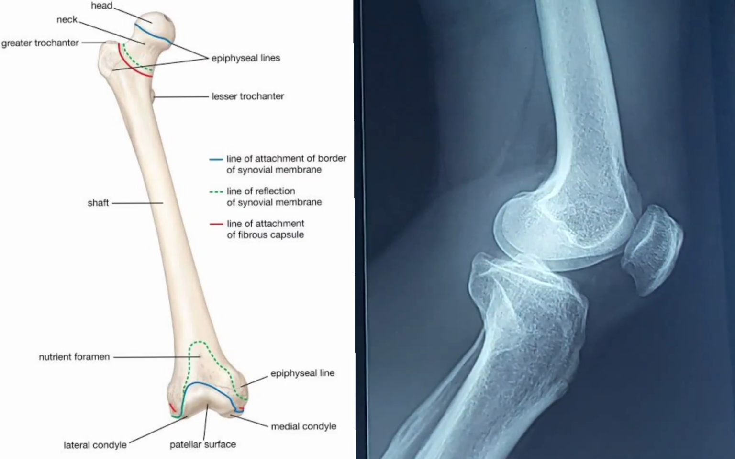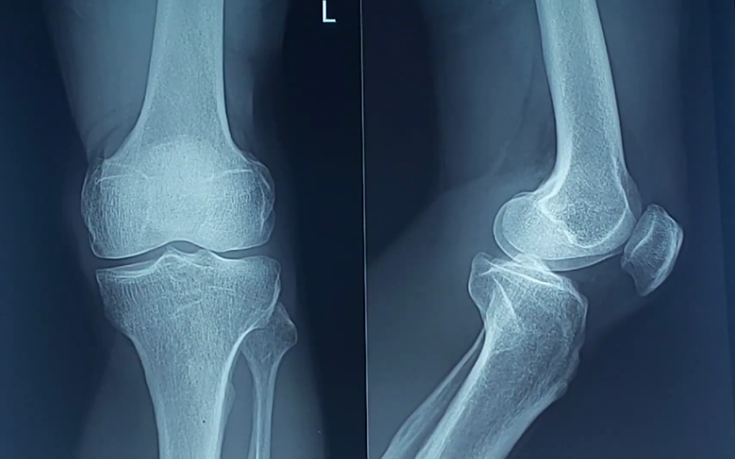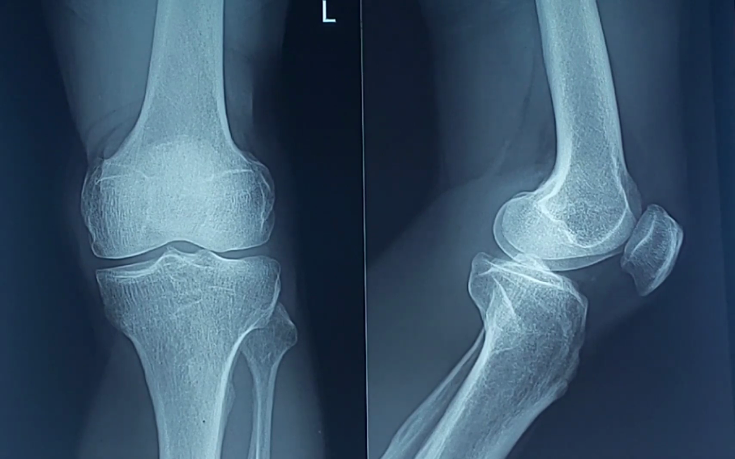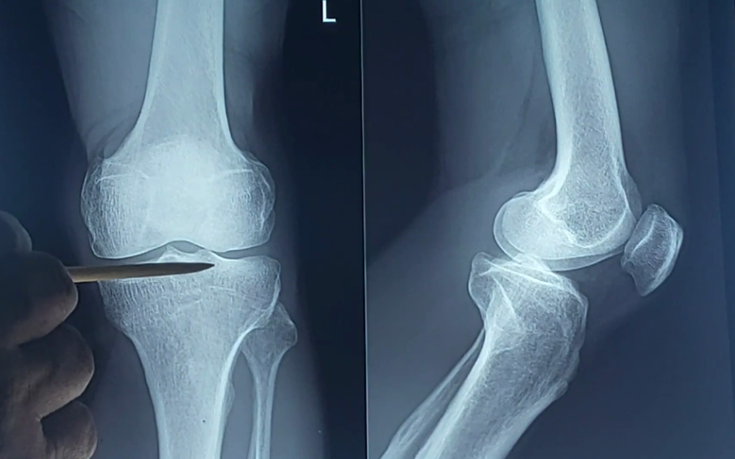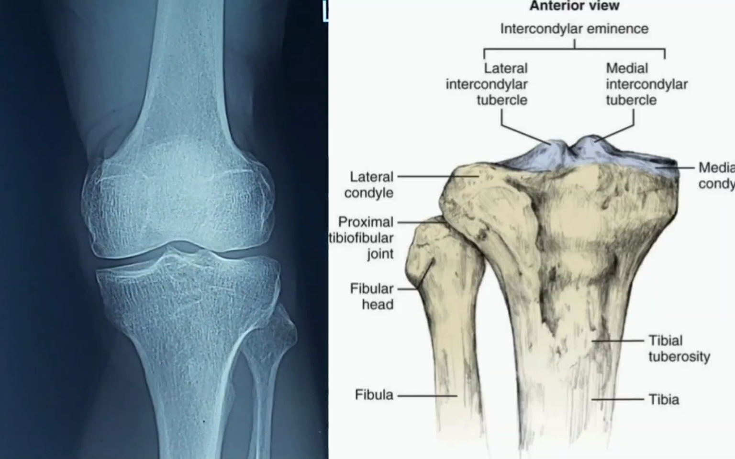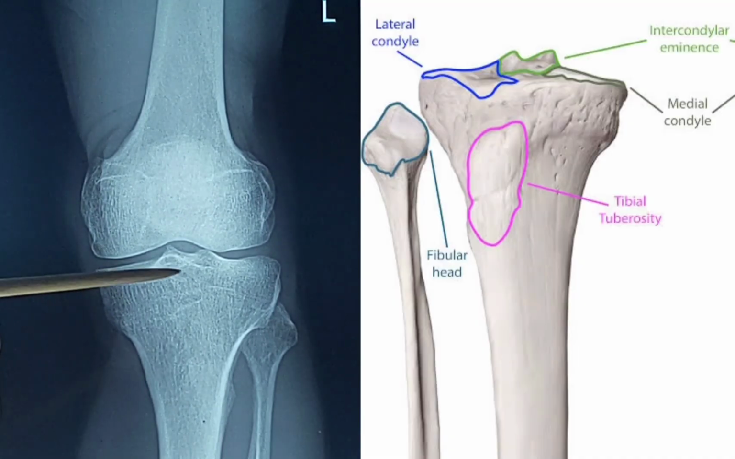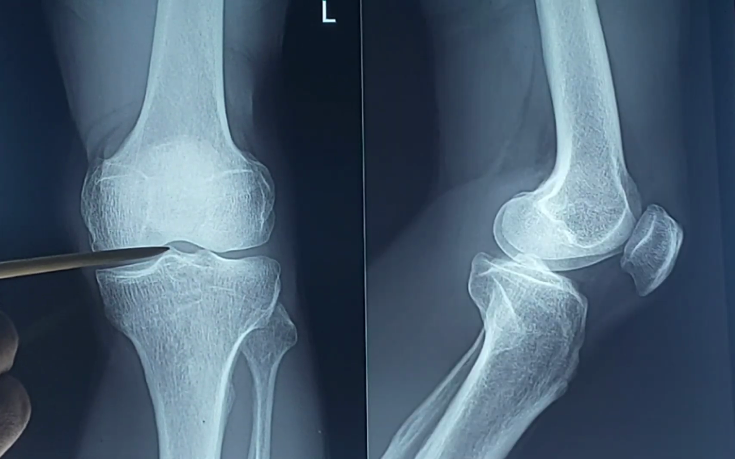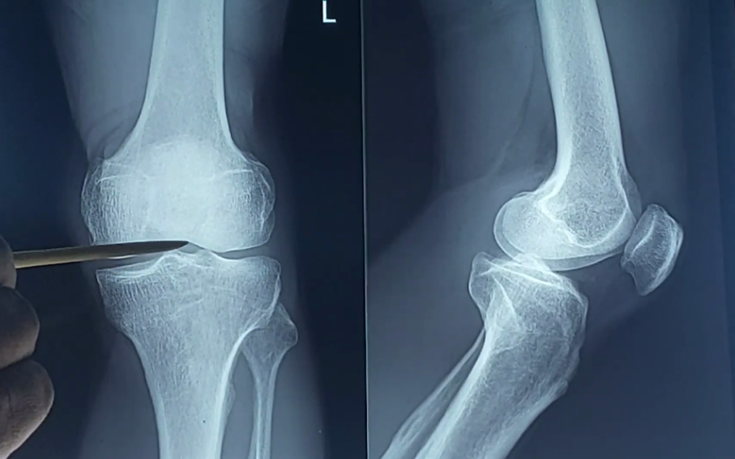Then come to the tibia. In the tibia, what can we see? In the upper end, there are two condyles. Again, this is medial condyle, this is lateral condyle. And in between these two condyles, there is an area, the intercondylar area. In the intercondylar area, there are two prominences. That is called intercondylar prominence or intercondylar eminence. This is intercondylar eminence and this is intercondylar area.